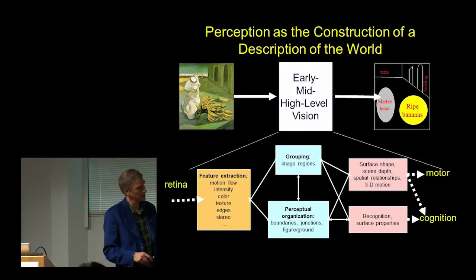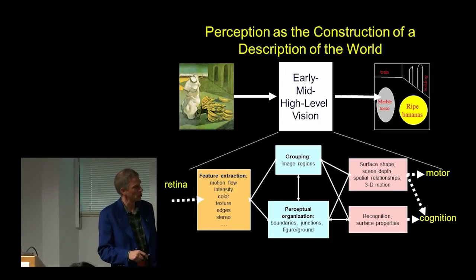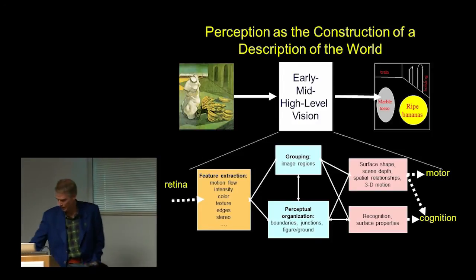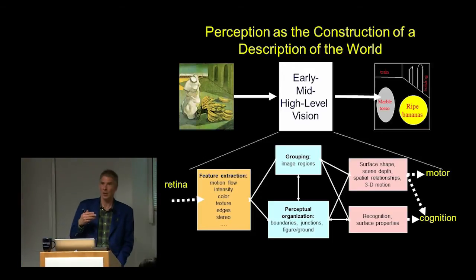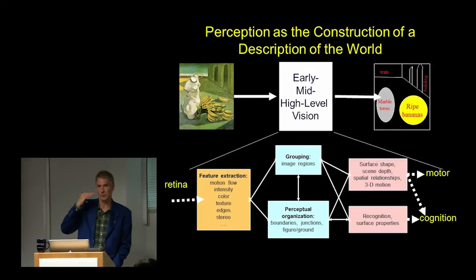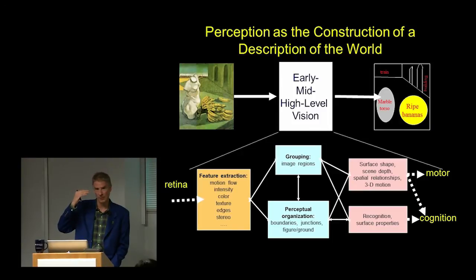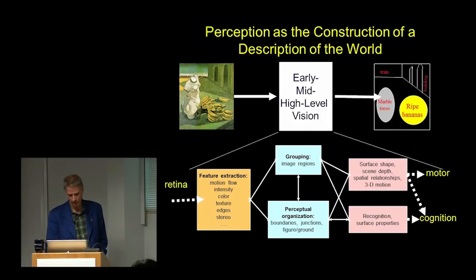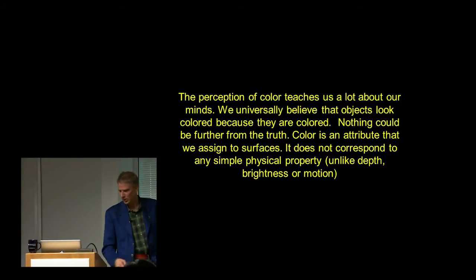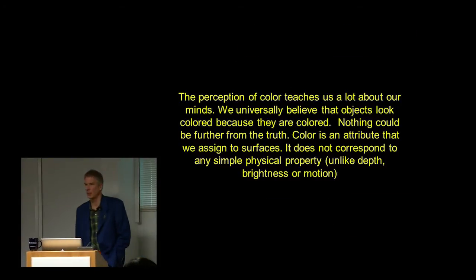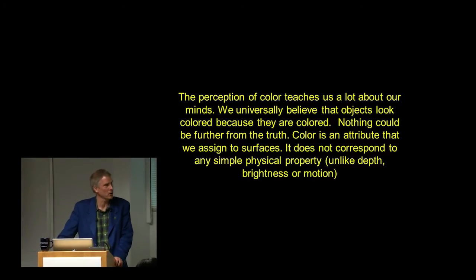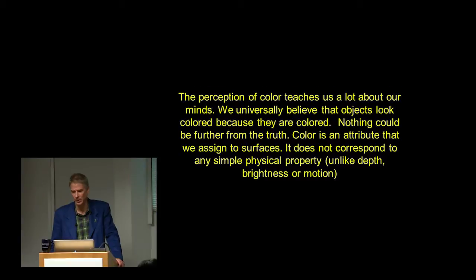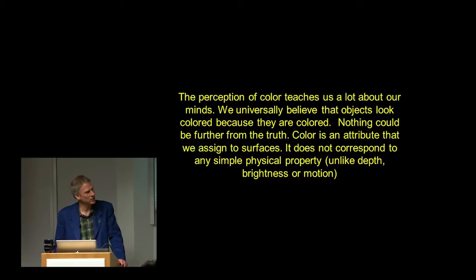So this involves a domain between early vision and intermediate vision. And in the visual system, color is extracted and computed in various stages, from the retina to the LGN to primary visual cortex to higher order visual cortices. So I like to talk about color because it really teaches us a lot about our minds. We all believe instinctually and universally that objects look colored because they're colored. Right? An object is obviously colored. But that's actually not the truth.